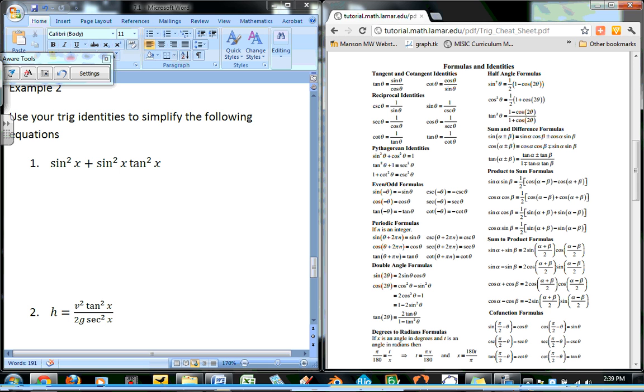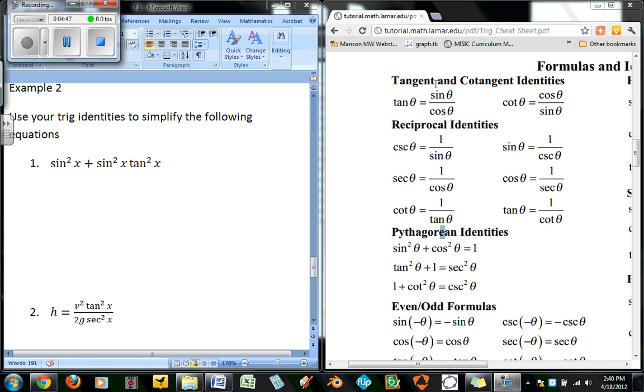Okay, so these identities over here on the right page are all the ones we've talked about in the last video and that we dealt with in our last assignment: tangent and cotangent identities, reciprocal identities, and the Pythagorean identities. I'm going to keep those on the left side so we can see our options. Knowing what we can replace things with is key. So now all we're doing is simplifying. We're going to use our algebra to simplify.